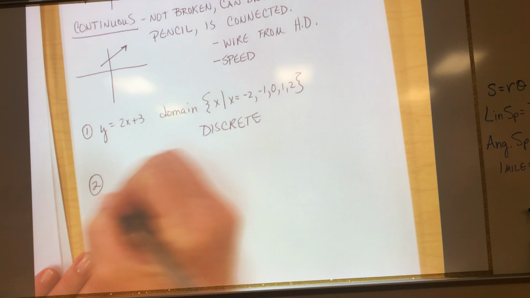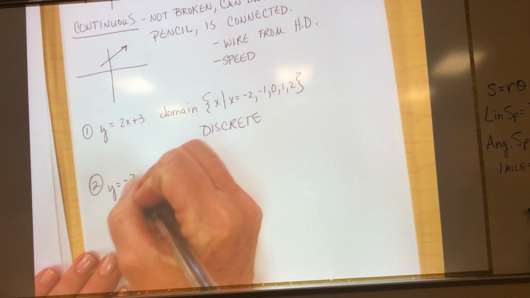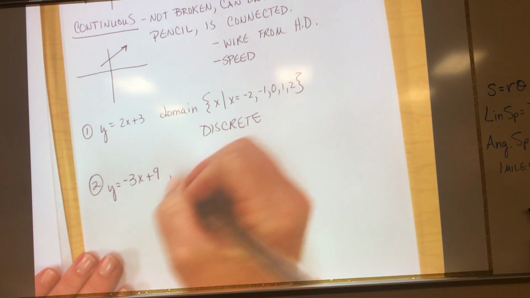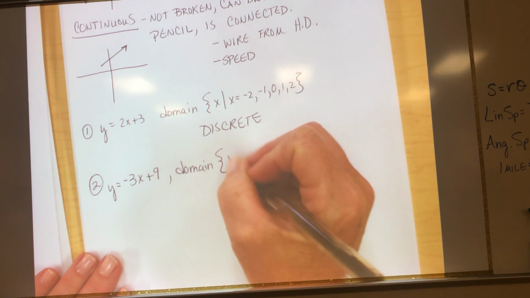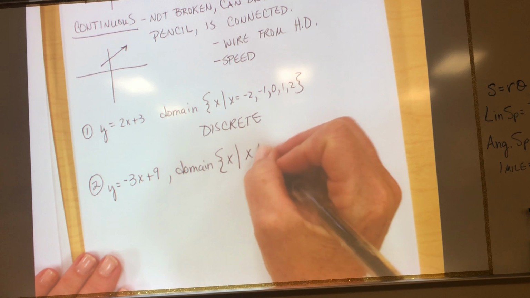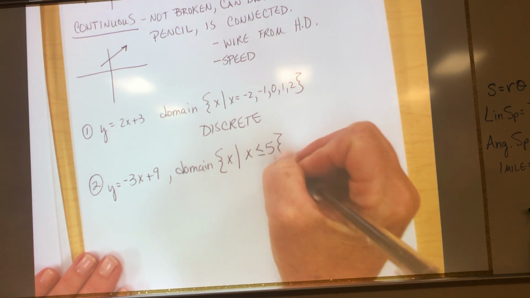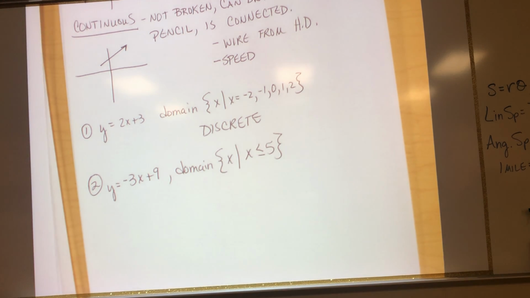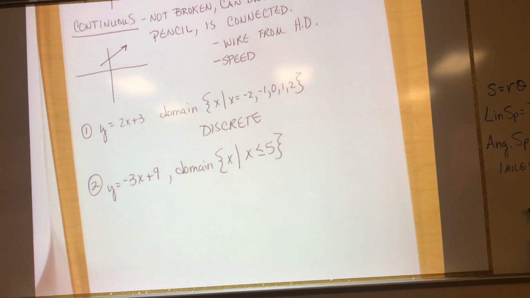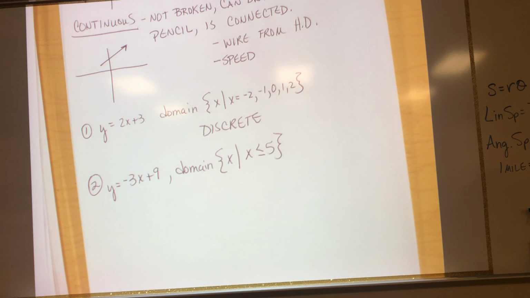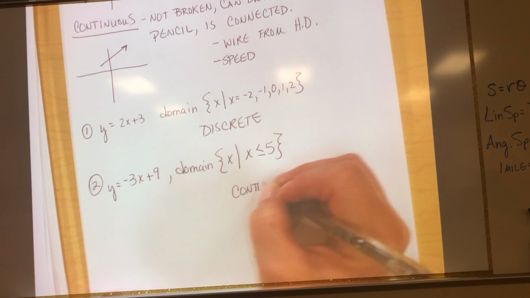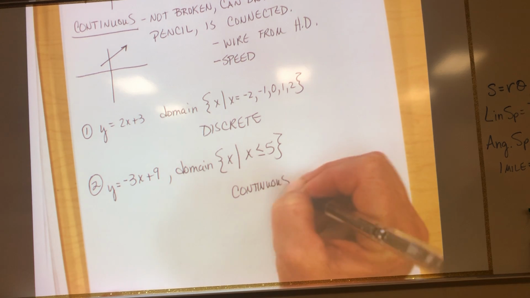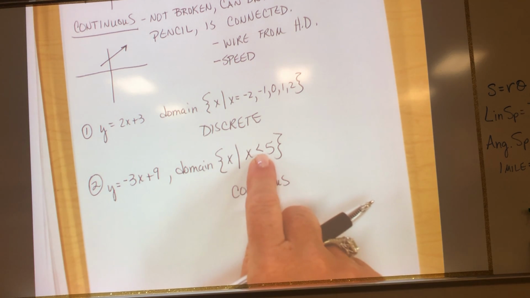Okay, what about this guy? Y is equal to -3x plus 9. This time, my domain is any x such that x is less than or equal to 5. That's continuous. Anytime there's an inequality, it's continuous. Okay, so this one is continuous, and you are right. It is continuous because it has an inequality in it.